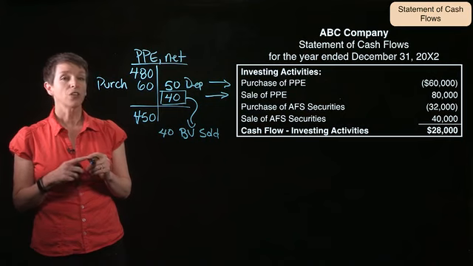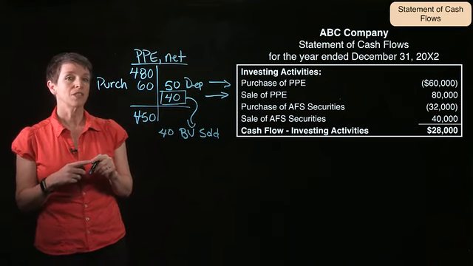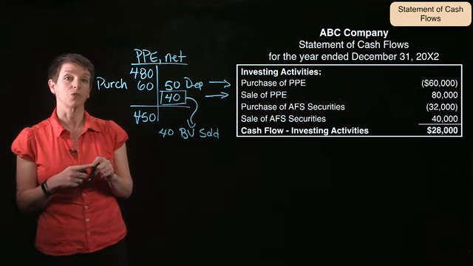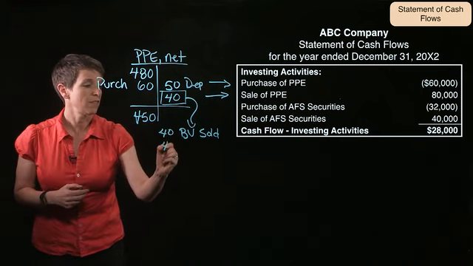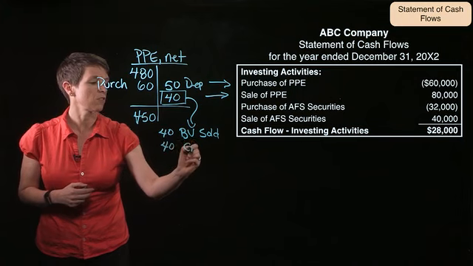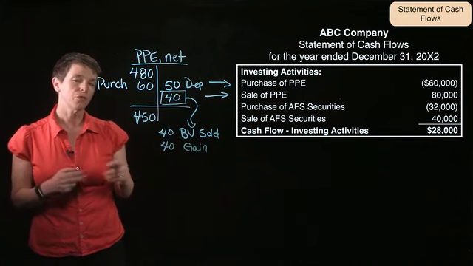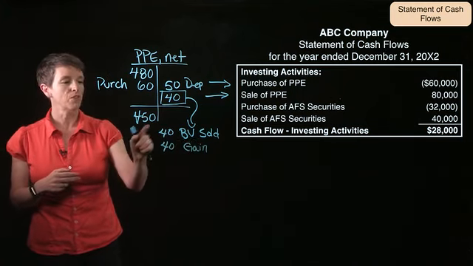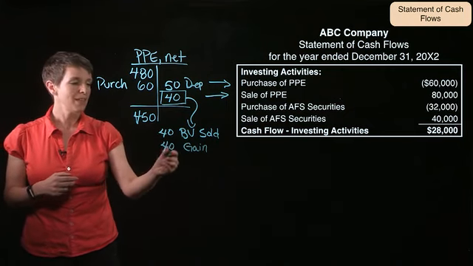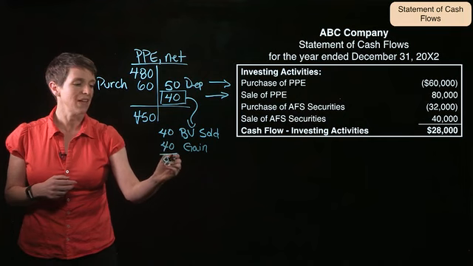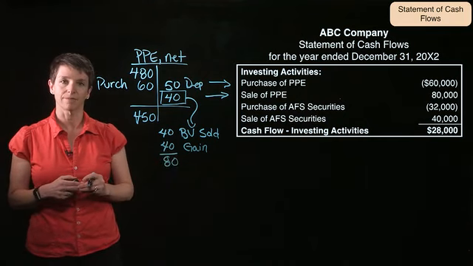Well, if you look at your income statement, you'll see that when the property, plant, and equipment was sold, they actually had a gain on the sale. The gain was $40,000. So if the company sold something with a book value of 40 with a gain of 40, that must mean they received $80,000 on the sale.